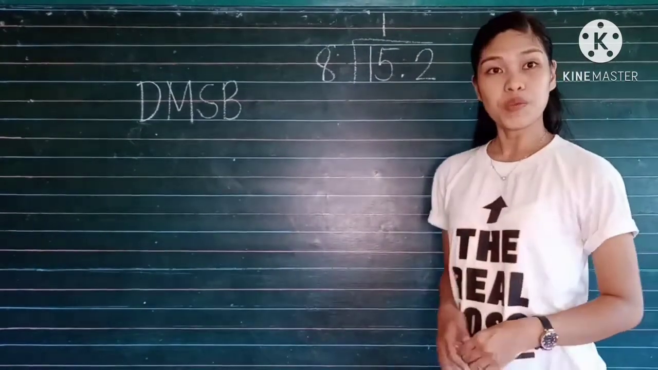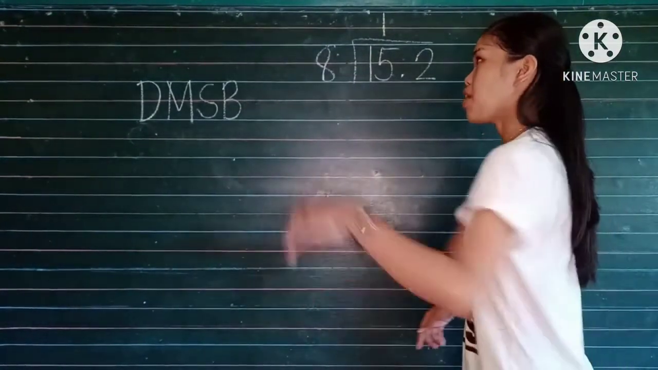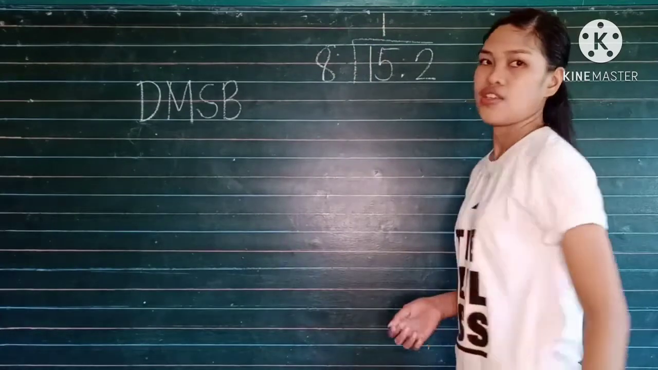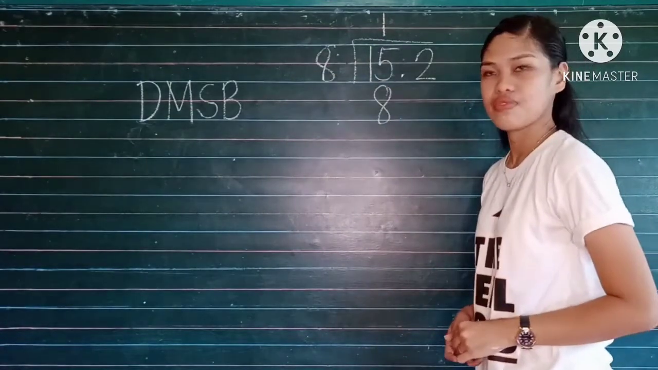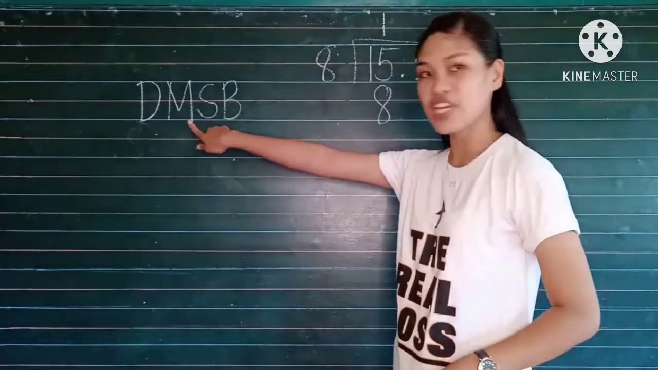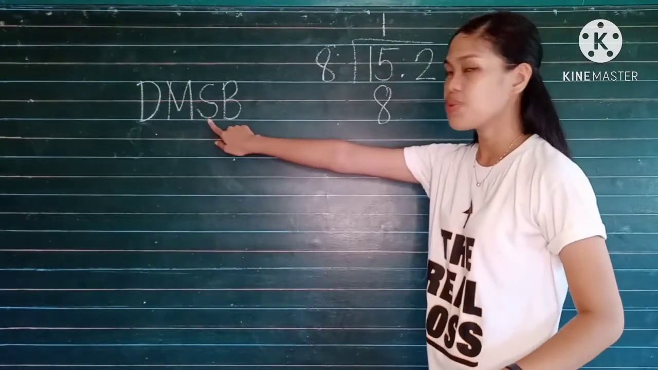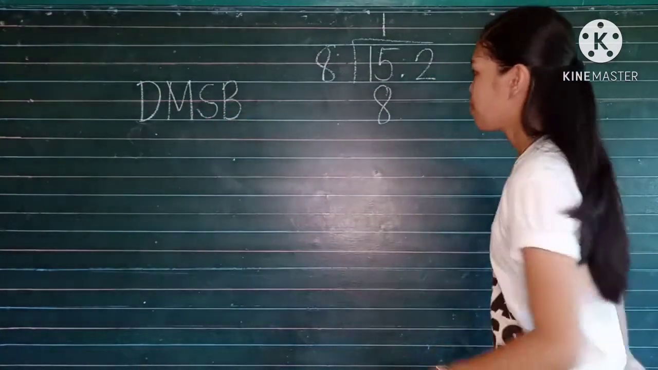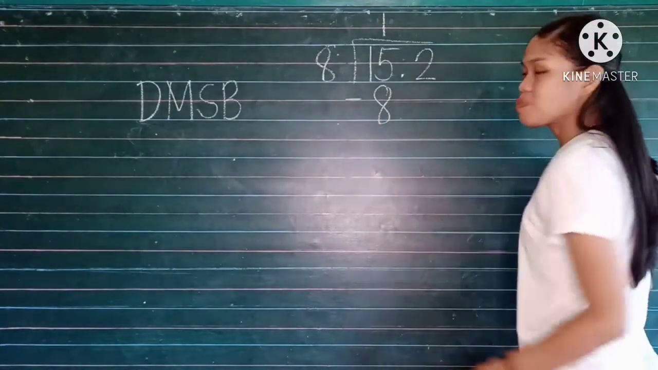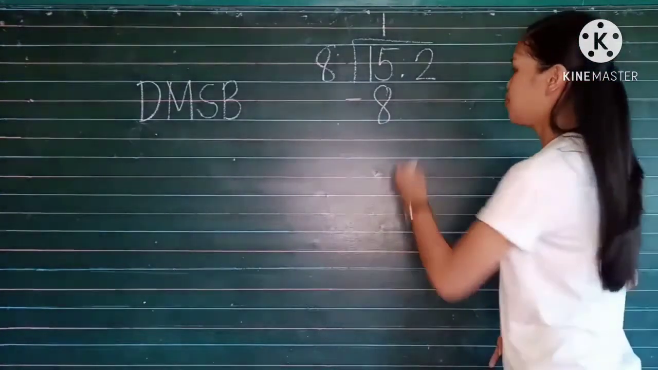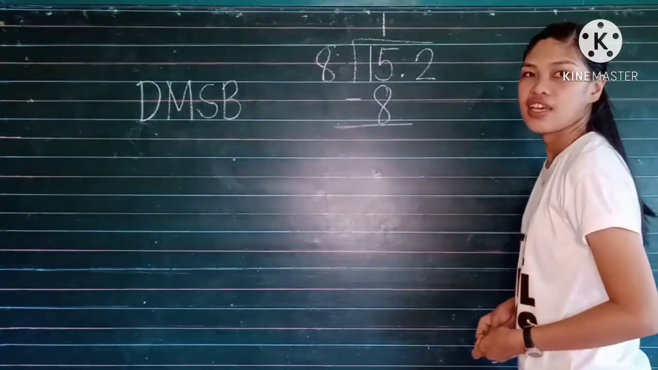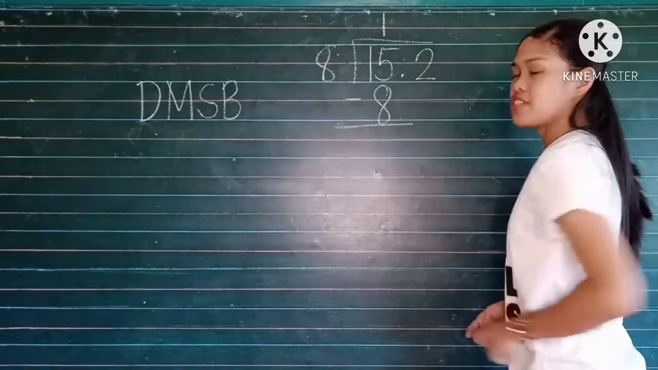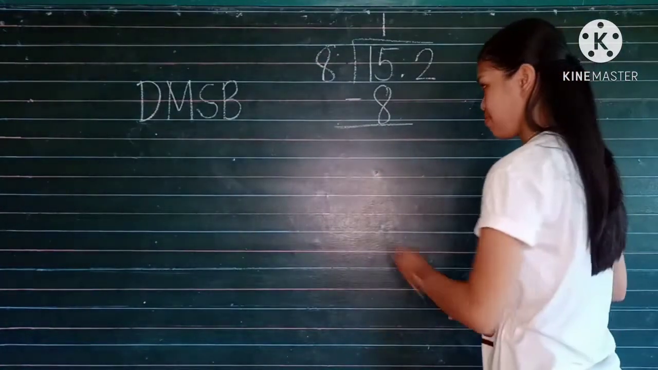Next, we proceed to multiplication. We have 1 times 8 equals 8. Next, we're done with multiplication. We will go to subtraction. We're going to subtract. What is 15 minus 8? 15 minus 8 is equal to 7.